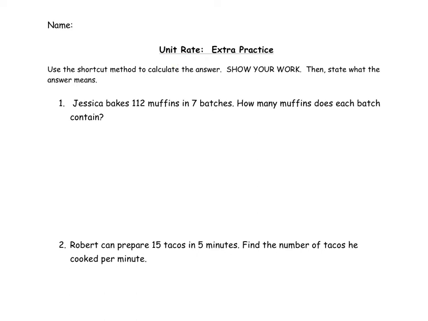So let's read the first problem. Jessica bakes 112 muffins in 7 batches. How many muffins does each batch contain? So let's highlight the information that they give us. She baked 112 muffins in 7 batches. And they go on to say how many muffins. That's what we don't know. We're trying to find the amount of muffins. And then it says for each batch. So when we hear the word each, that's referring to one.